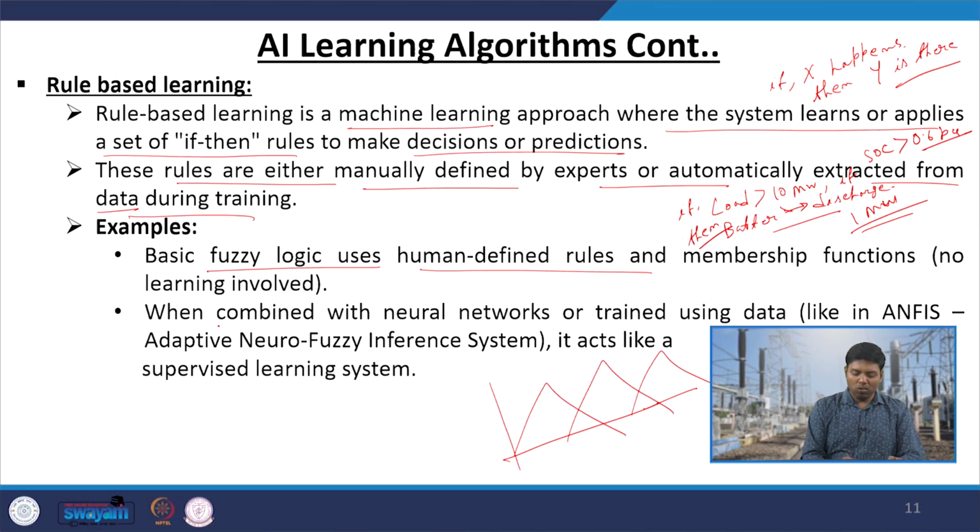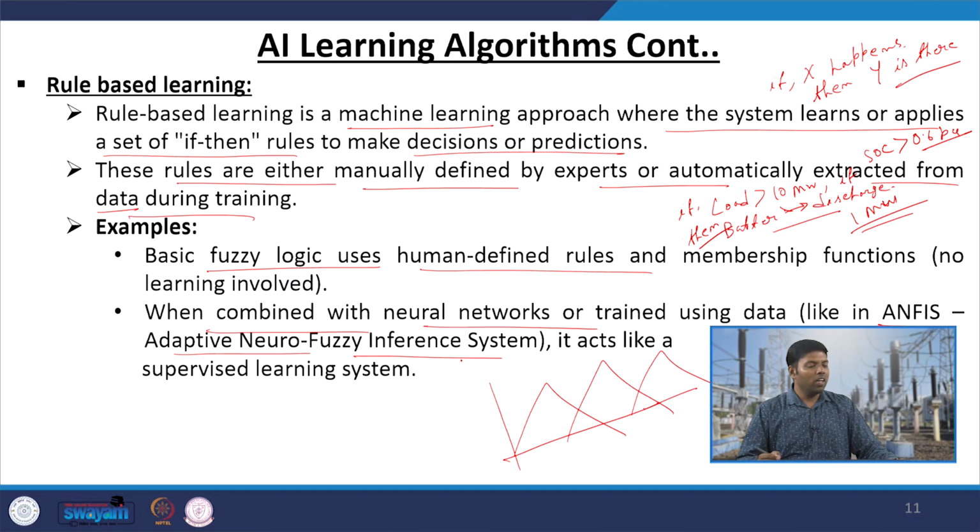So, also when combined with neural networks, this ANFIS, that means Adaptive Neuro-Fuzzy Inference System, is also now coming as a rule based network.